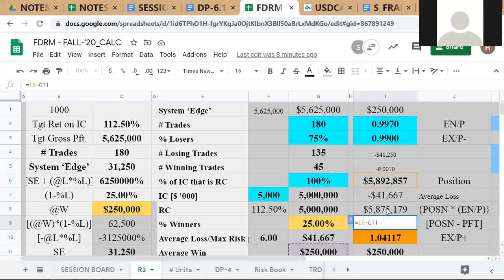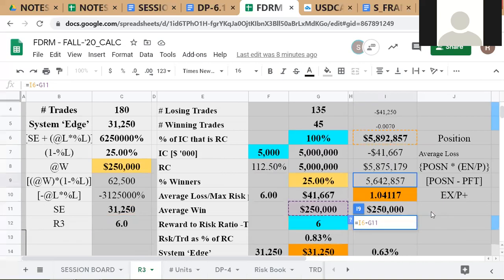Position minus profit. What is the profit? Now, average win. Remember, you got the average win out of here. This average win calculation, 250,000. Okay, so remember how the logic works.